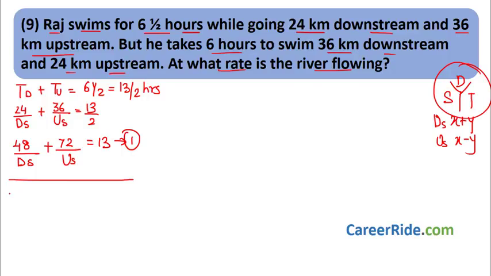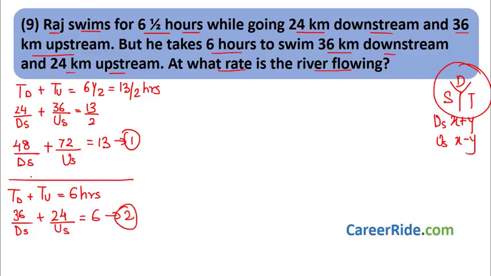They say he takes 6 hours to swim 36 kilometers downstream and 24 kilometers upstream. So the time taken to go downstream plus the time taken to go upstream in the second case is just 6 hours, correct? So what is the time taken to go downstream? That is nothing but distance upon speed. What is the distance downstream? It is 36 divided by downstream speed plus 24 kilometers upstream divided by upstream speed, that is 6. This is the second equation. Now we have two unknowns, right? ds and us, that is downstream speed and upstream speed, and we have two equations.